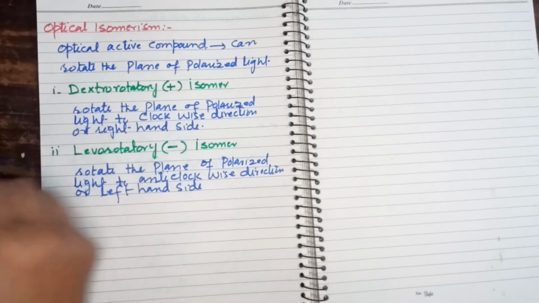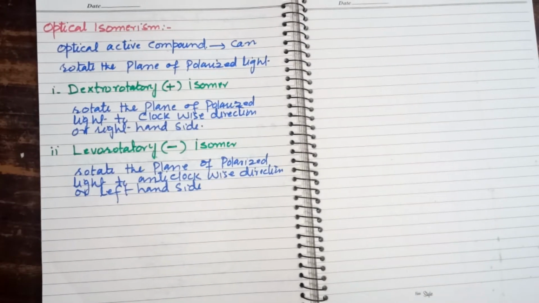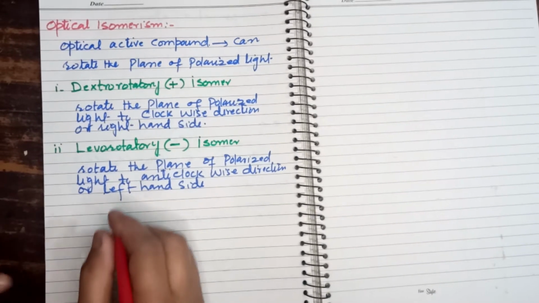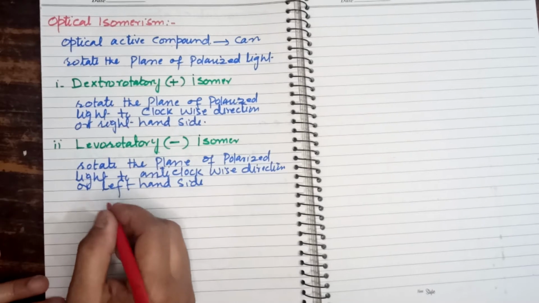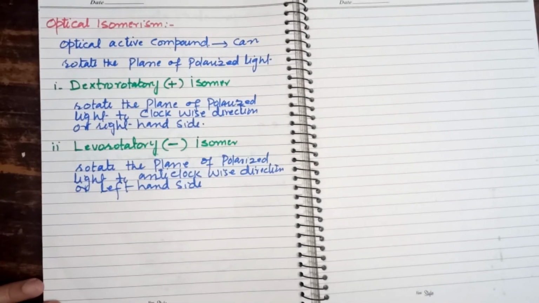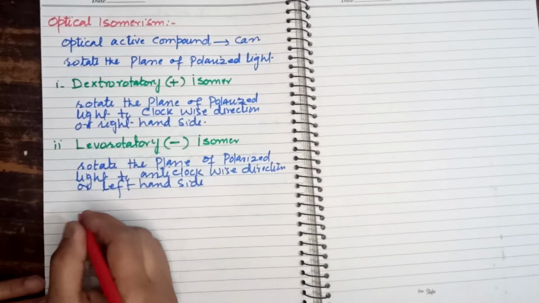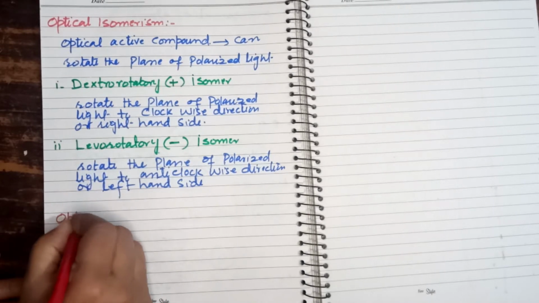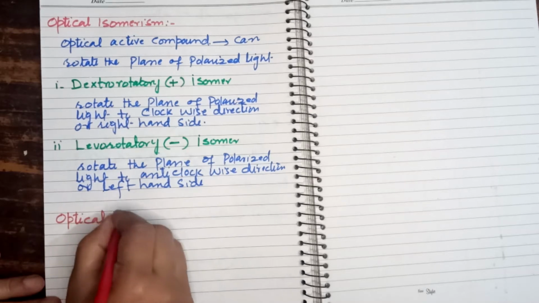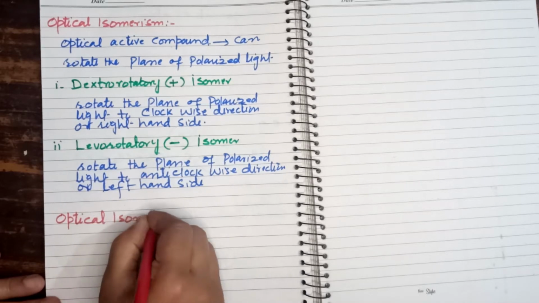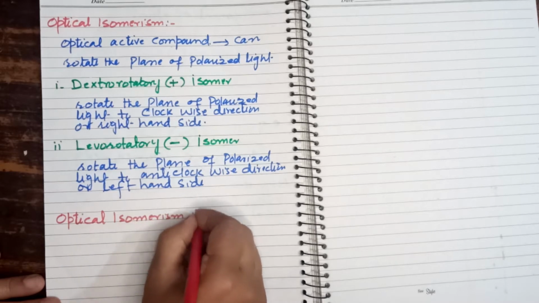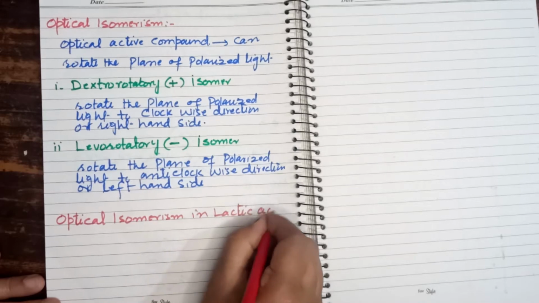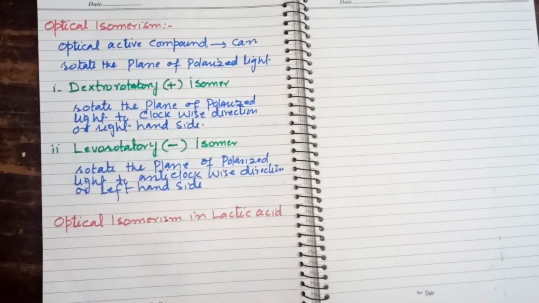Now students, we will see some examples to understand the concept. First of all, we will see the optical isomerism in lactic acid, right? Optical isomerism in lactic acid, and we will discuss the optical isomers of lactic acid.